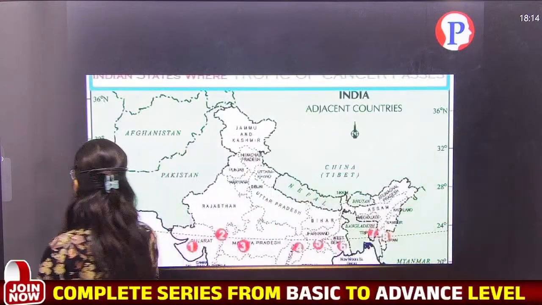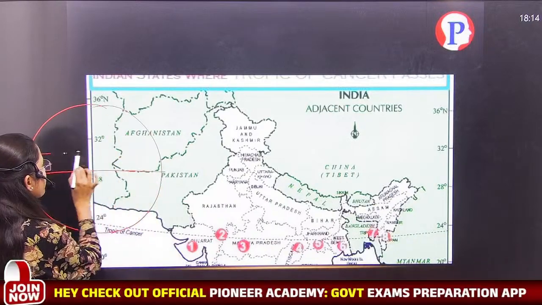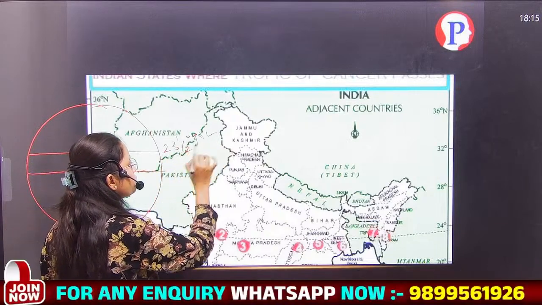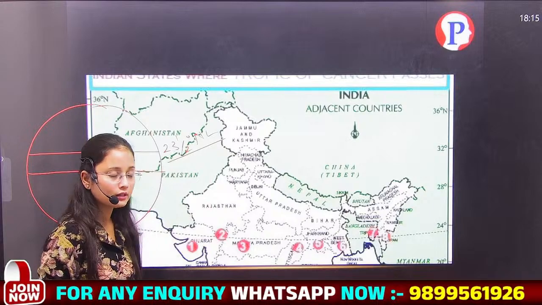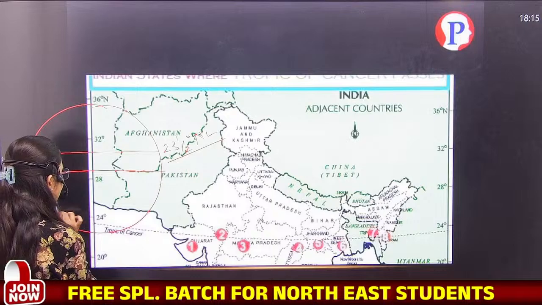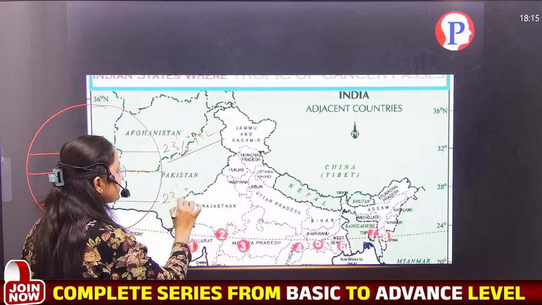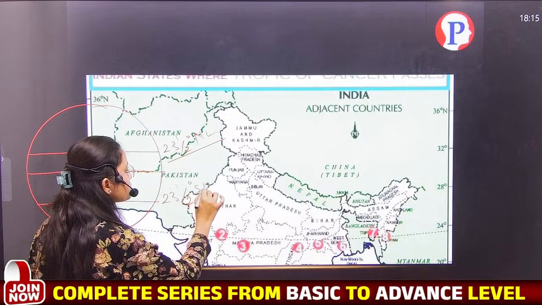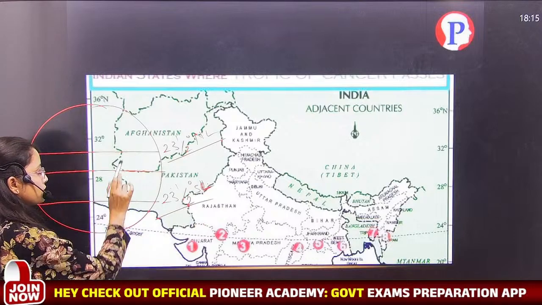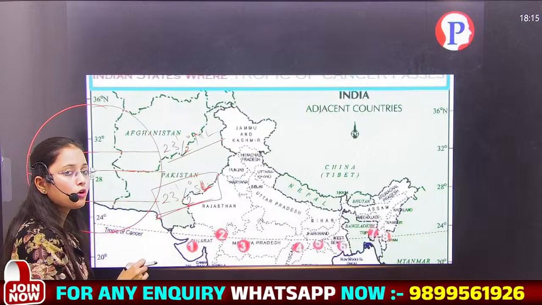First of all, what is Tropic of Cancer? This is a latitudinal line located at 23.5 degrees northern latitude, and it is called the Tropic of Cancer. The line located in the southern hemisphere at 23.5 degrees southern latitude is called the Tropic of Capricorn. So this line is the Tropic of Cancer and this line is the Tropic of Capricorn.